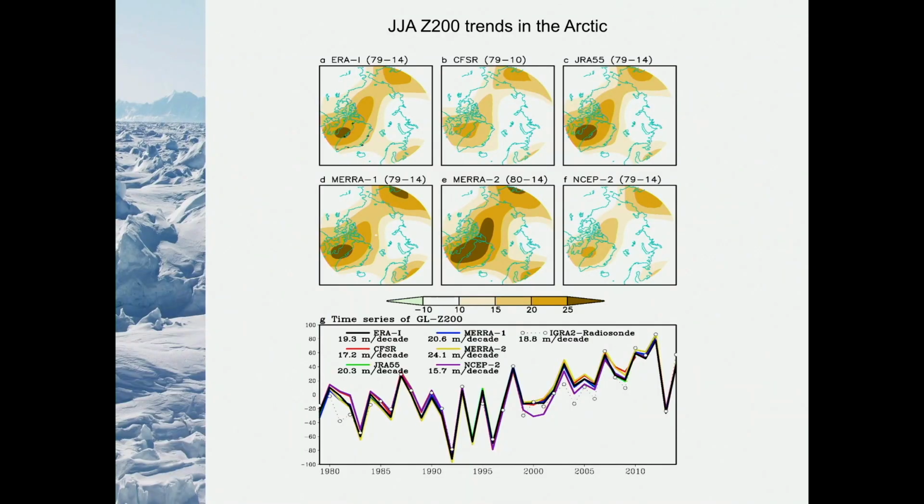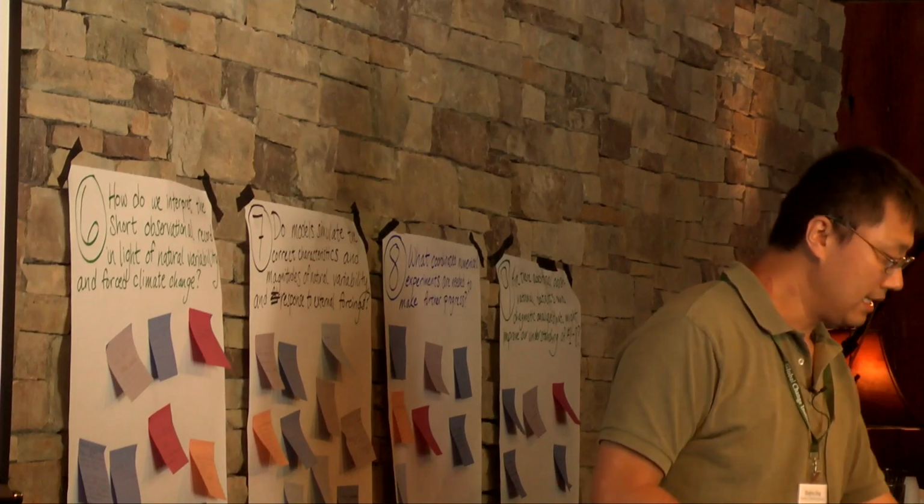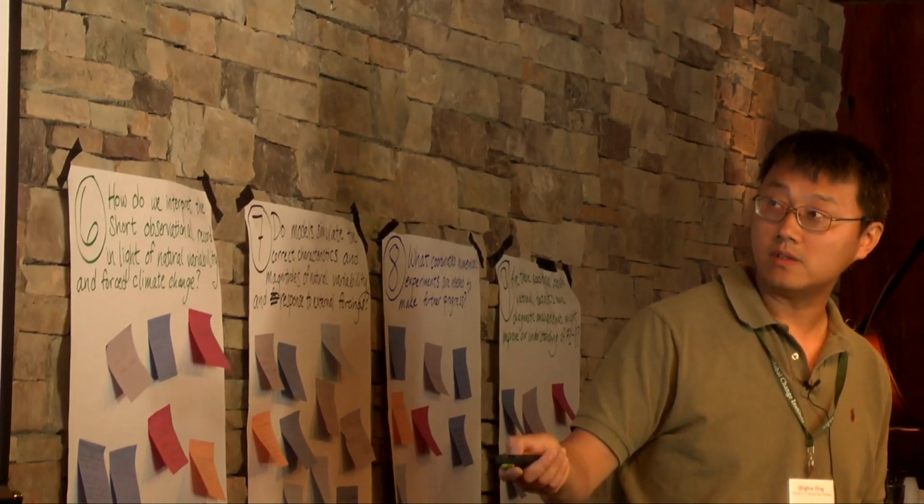And this is a very robust feature in all the data, six different types of reanalysis. And this is the geopotential high, Z200, over Greenland. So we also checked the radiosonde data. It's very consistent. It's not a data problem. It's not a reanalysis problem. It's a real feature. So this increasing heat is real.